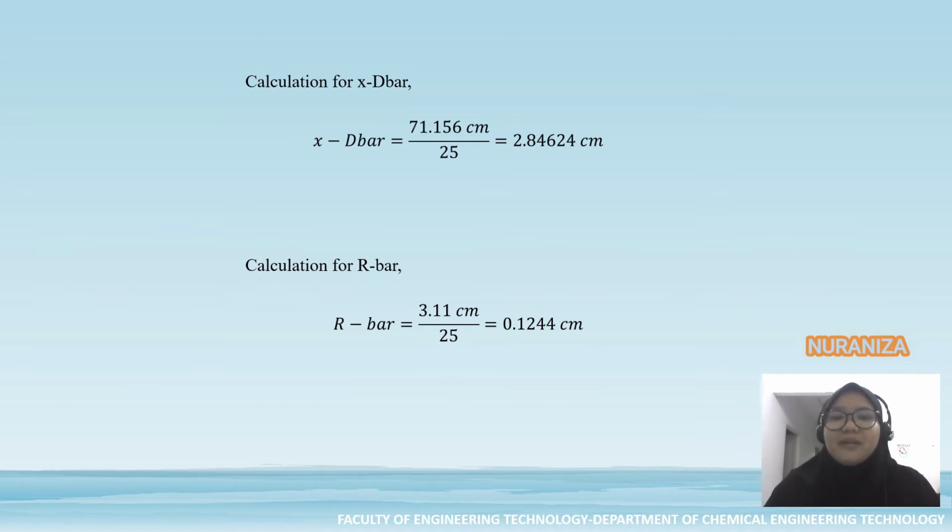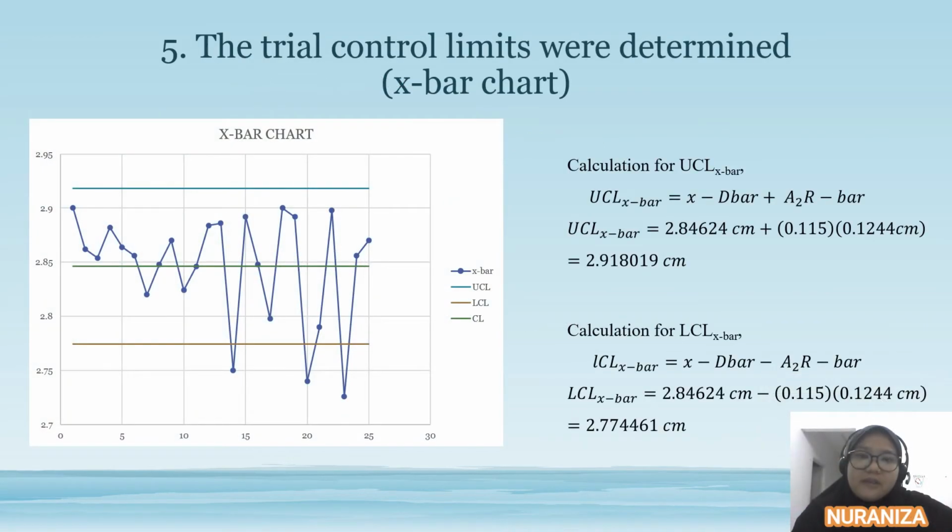We divide it by 25 samples, we get 0.1244. After that, the fifth step is the trial control limit were determined. Here is the X bar chart. From the previous calculation for the X double bar and the R bar, we can calculate the upper control limit for the X bar and the lower control limit for the X bar.